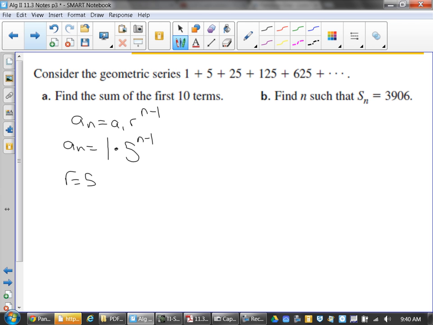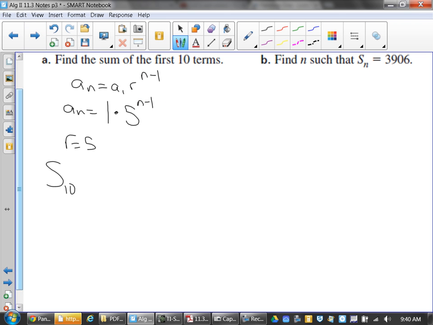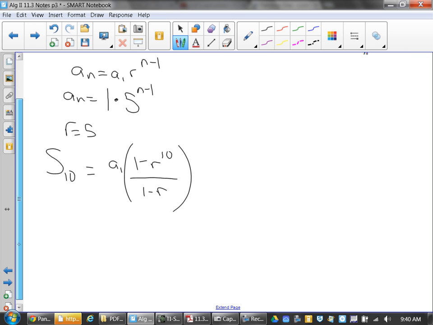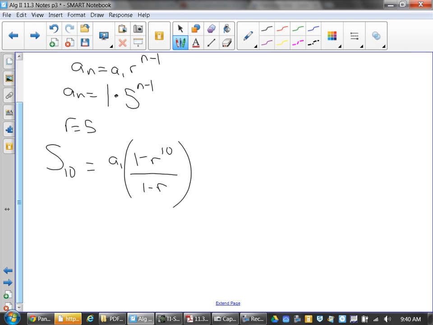So if we want to find the sum of the first 10 terms, that means our n value is going to be what? 10. So the sum of 10 terms is going to be our first term times 1 minus the rate to the 10th power, because we want 10 of them, all over 1 minus the rate. So fill in the blanks. Our first term here was 1. 1 minus 5 to the 10th power.